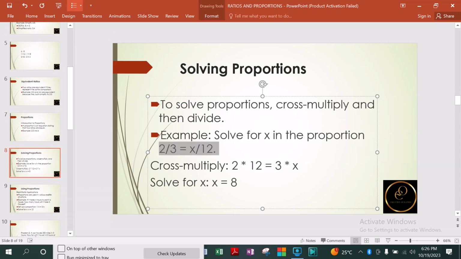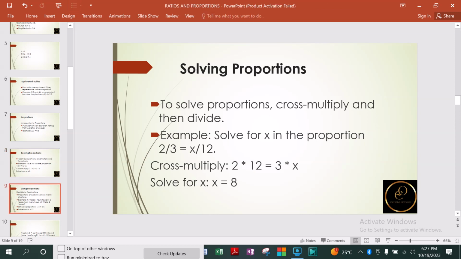So if this is the example that we are given, we want to determine what x is supposed to be. In this particular case, we can cross multiply. We're going to have 2 over 3 equal to x over 12, meaning you have 2 times 12 equal to 3 times x. This is a multiplication. So then you solve for x, because this will be 24 is equal to 3x. What is x? You divide both sides by 3. You get x is equal to 8, and you solve for x in that way.